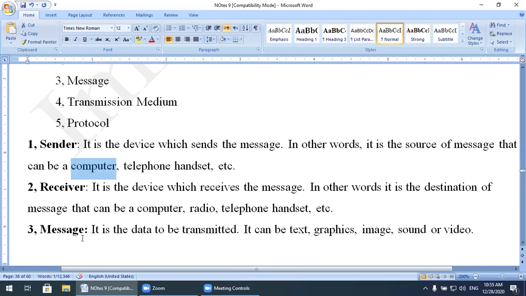Number three is message. Whatever you have composed in your message is the actual data to be transmitted. It can be text. Text means, let's say I'm starting a WhatsApp chat with my friends and I say hello. Hello is a text. Graphics means if I send some kind of graphs, this is called graphics. Images. Sounds: a voice message is called a sound message. Or videos, any kind of video I can send. So these are called the messages.